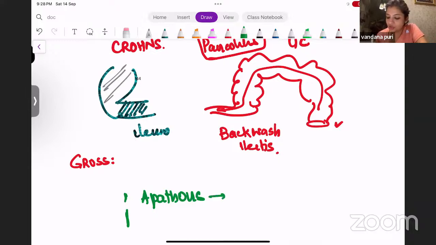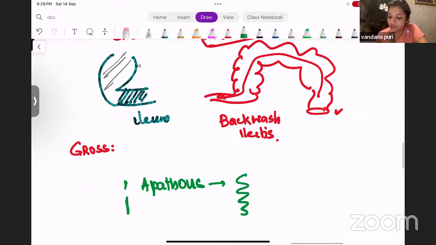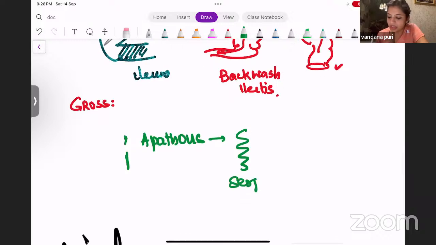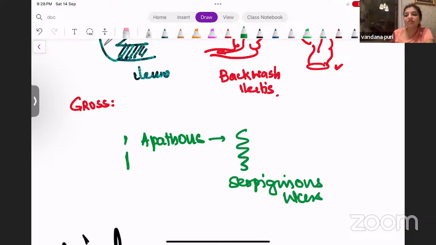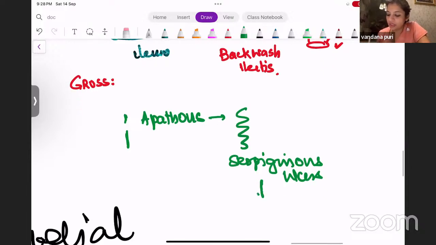Slowly it grows into ulcers, like a snake, and then into larger ulcers. These ulcers are going to grow very, very deep, so they are deep ulcers. They can grow full throughout the epithelial layer, so throughout the intestinal layer.